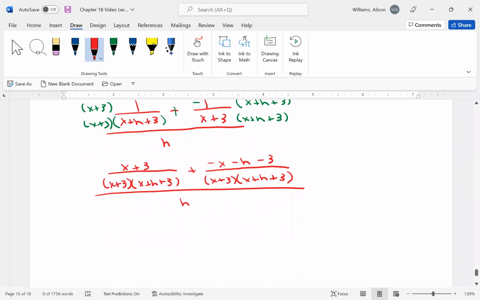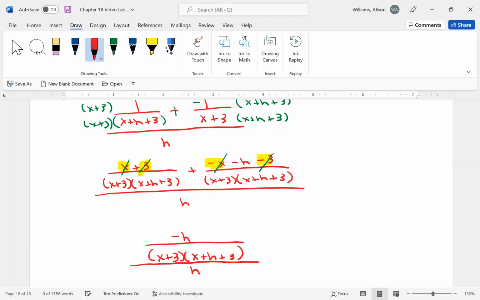Okay, so now those two fractions do combine. I can add them together in the numerator. So what I'm going to do then is add, let's see, the x and the negative x are actually going to cancel out. Just too fast for the computer. So those are going to cancel out. Oh, actually the 3's are going to cancel out as well. See that? If I combine those two 3's, they're going to also cancel out. So all I'm left with then is just a negative h over x plus h times x plus h plus 3, all divided by h.